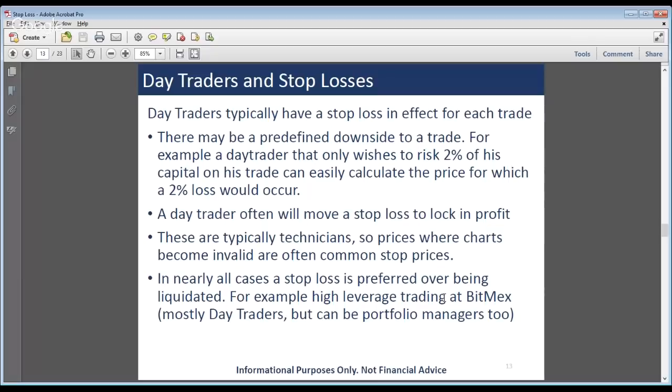So if he has a small gain on a position, lock it in. Most day traders are typically technicians, so they have stop losses where their charts become invalid. That's very common. And just a quick note, on something like BitMEX, where you lose your entire margin if you get liquidated, a stop loss is certainly preferred. Of course, that could apply to day traders and portfolio managers too, so just keep that in mind. It depends. Know your rules depending on where you're trading, because things can change.